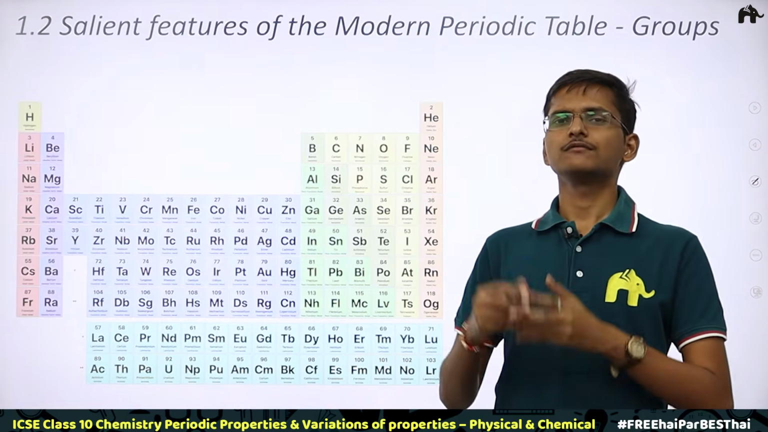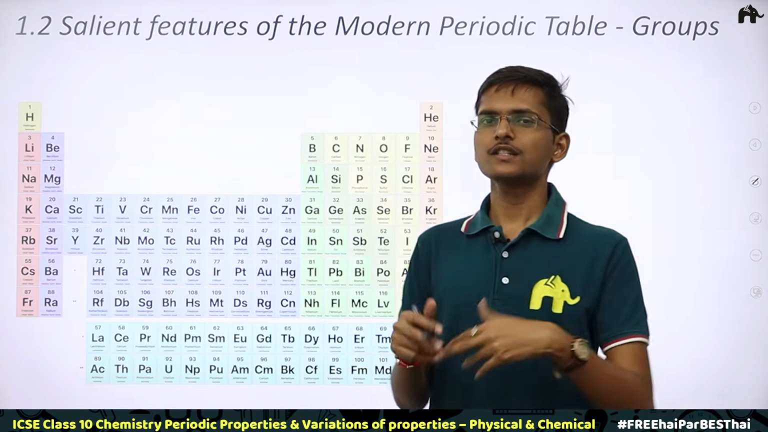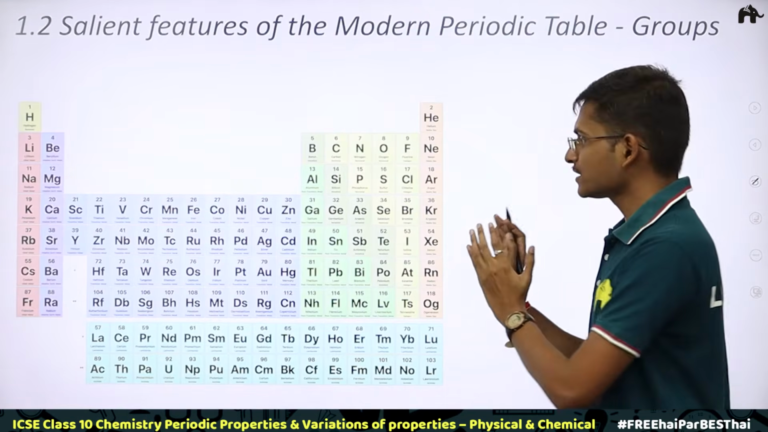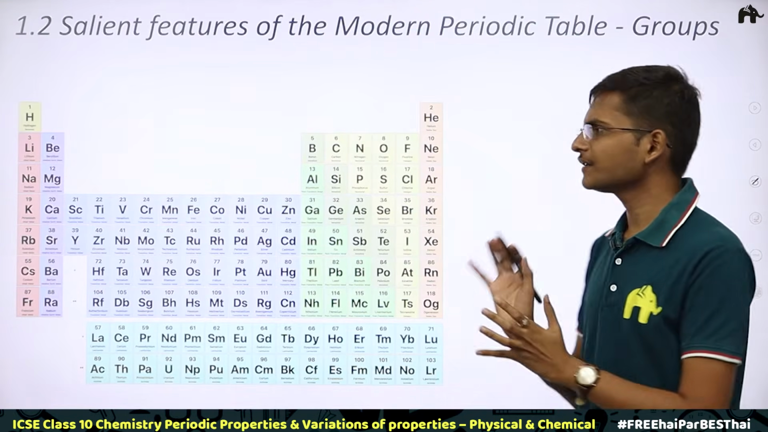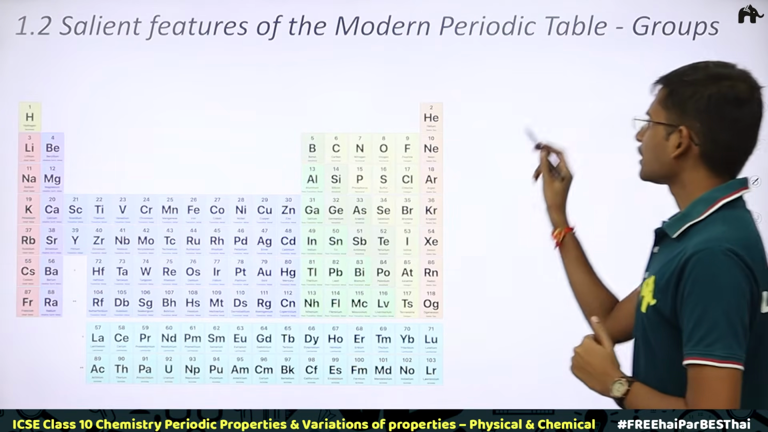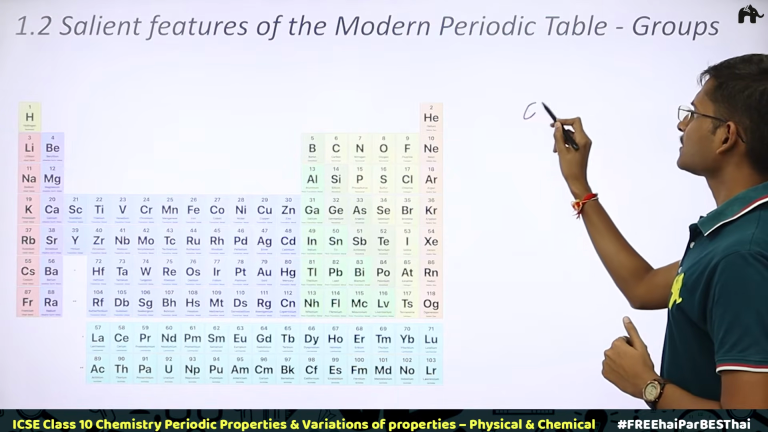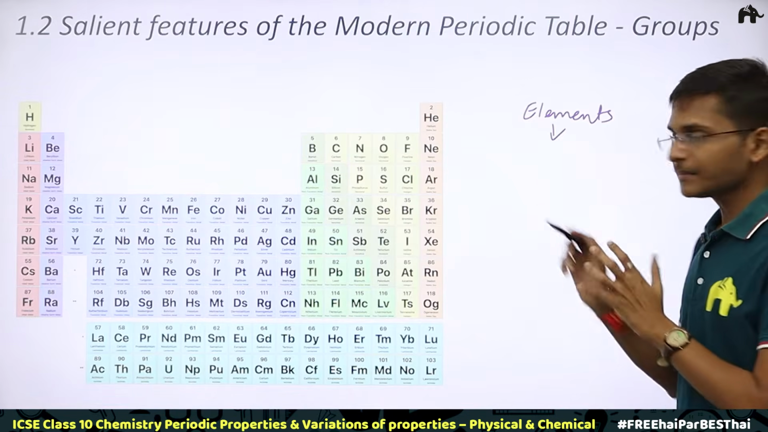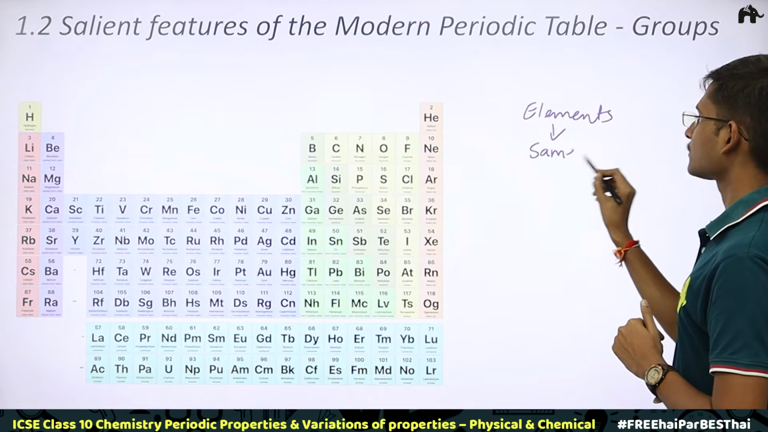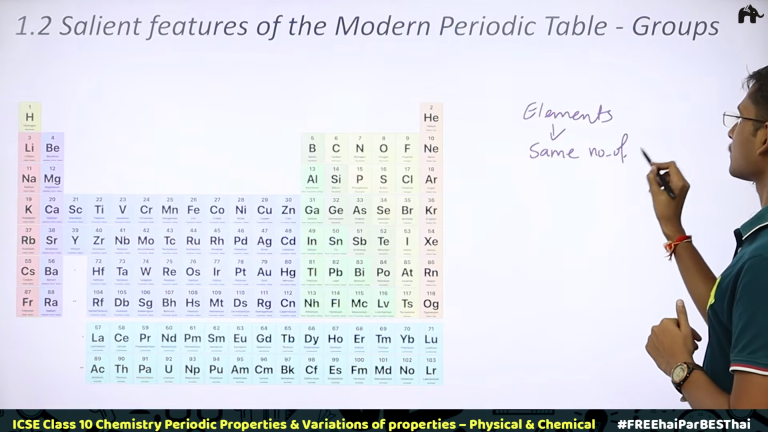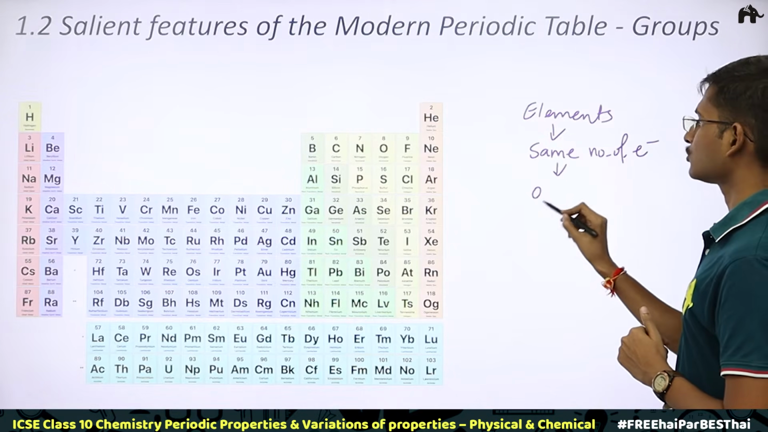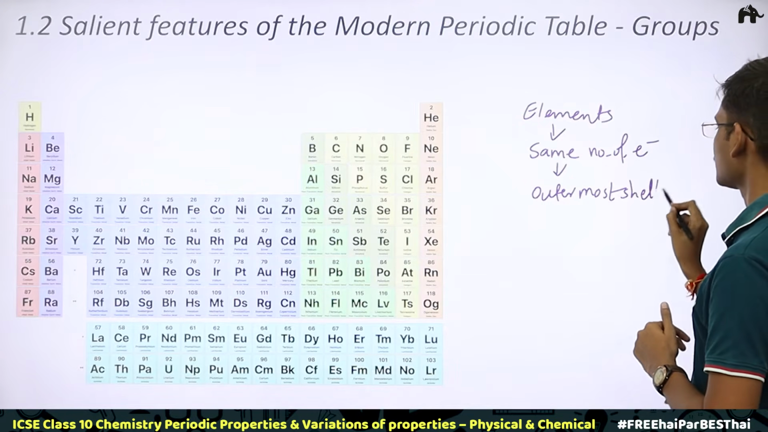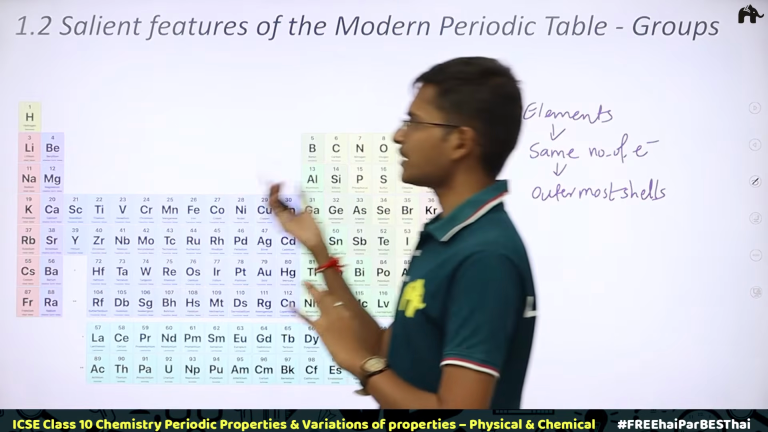Okay. So one more interesting thing about the groups is that every group has elements which have similar properties. In the same way, every group has elements having the same number of electrons in their outermost shells. Now let's understand this with an example. Just take an example of group 1.